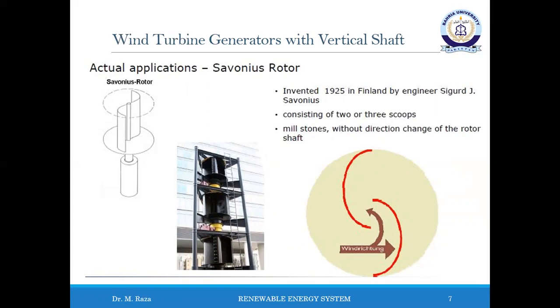Aerodynamically, it is a drag-type device consisting of two or three scoops. Looking down on the rotor from above, a two-scoop machine would look like an S shape in cross section, such as shown over here. Because of the curvature, the scoops experience less drag when moving against the wind than when moving with the wind. The differential drag causes the Savonius turbine to spin.